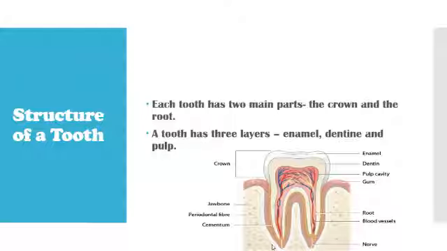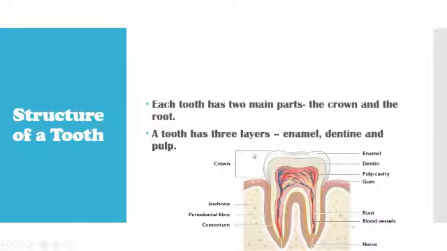And the innermost layer of the tooth is called the pulp. The pulp is soft and has blood vessels and nerves. The nutrients reach the tooth through these blood vessels.